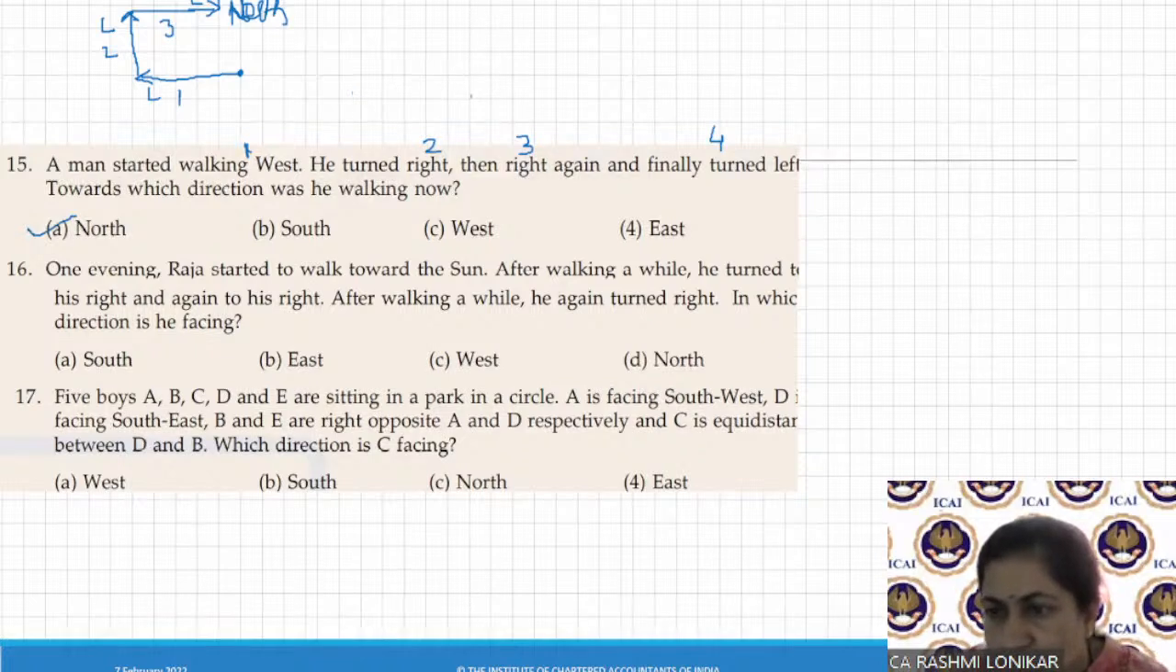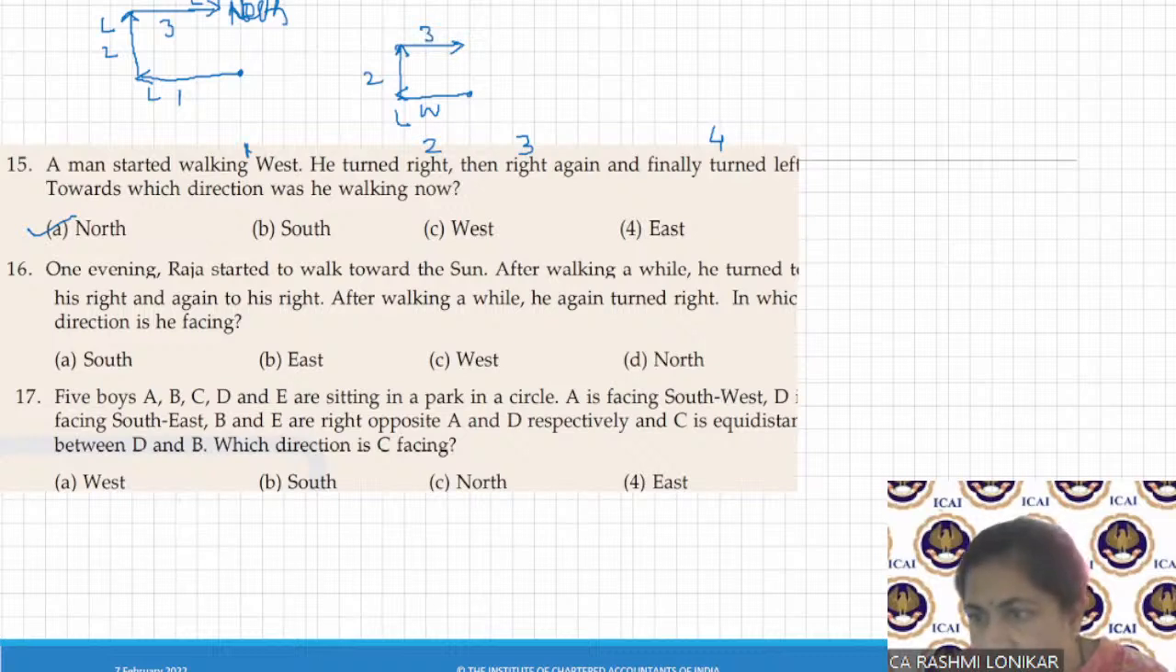Okay. He's standing over here. First step, west. Then he's moving right. Okay. Then he's again moving right. Then he's moving left. So which direction? North direction. Okay. So this is how you have to get the answer.